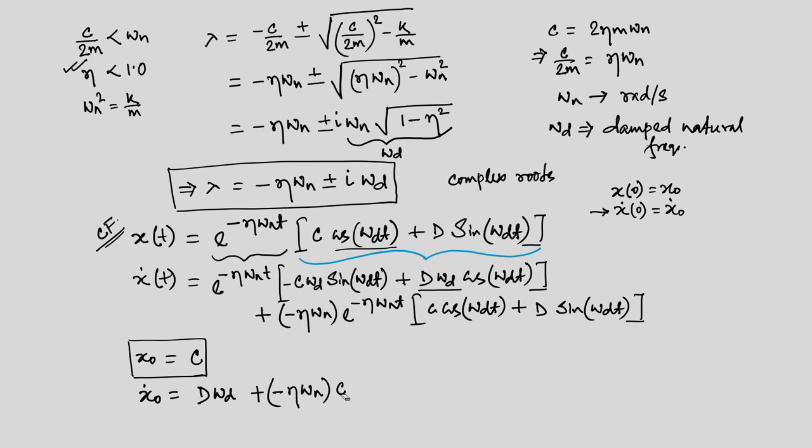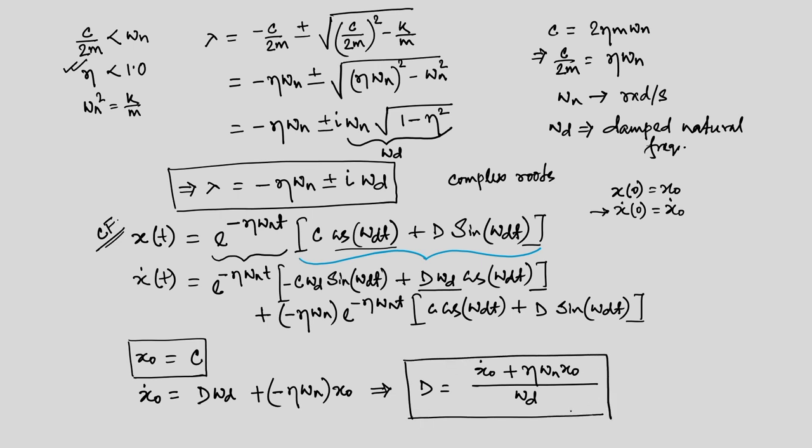Now, for c we can replace it with the solution that we have already obtained. So, this will be x naught. If we simplify this further, we have d which is equal to x naught dot plus eta omega n x naught divided by omega d. So, that is the solution for the constants. Now we have c and d, and therefore, we can write down the solution.